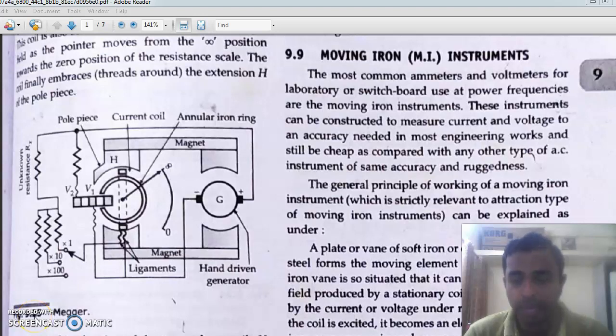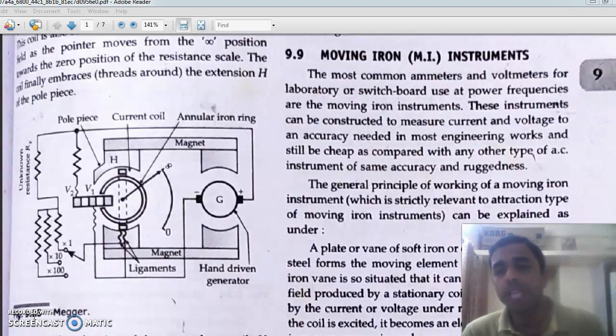So welcome back, and today we will be learning about moving iron instruments. In the last few classes, we were seeing permanent magnet moving coil meters, both ammeters and voltmeters, and finally we have seen that the relation between deflection theta and current was linear. That is, theta is directly proportional to I. So the meaning of linear relationship is that the scale of the meter, ammeter or voltmeter, will be uniform.